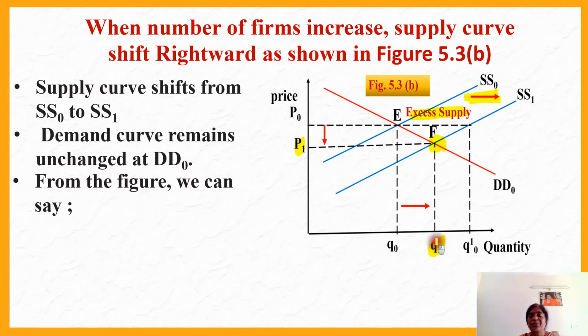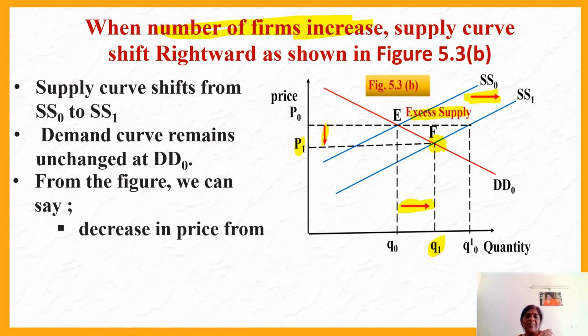This is the impact of an increase in the number of firms in the market. When the number of firms increases, quantity increases from Q0 to Q1, and price decreases from P0 to P1. This is the answer you have to describe.